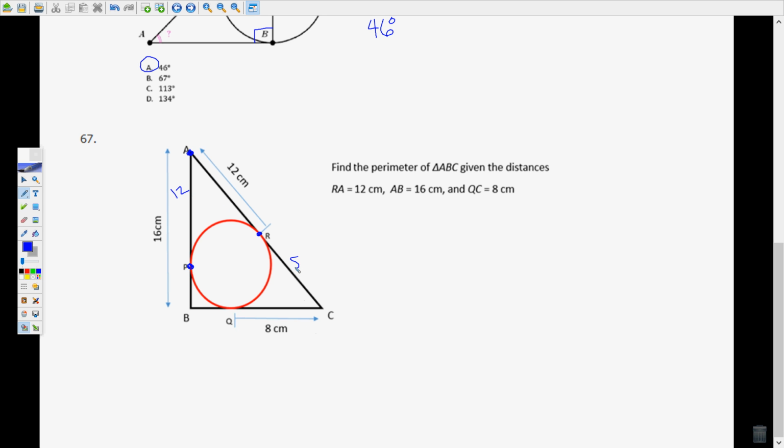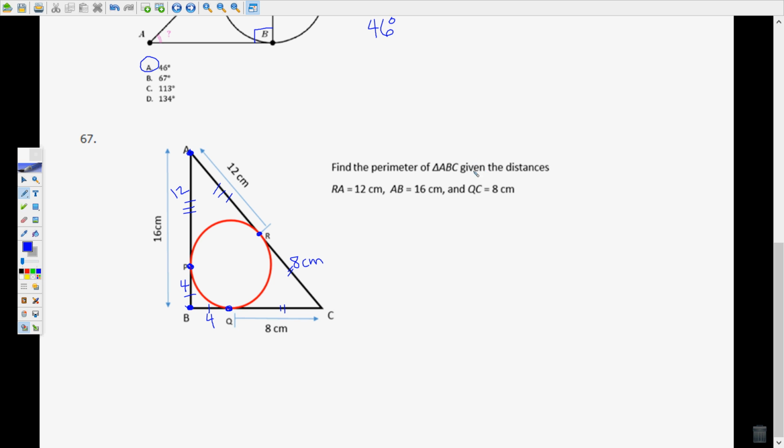That's 8, this is 8. This whole thing is 16. This little piece is 4, because 16 minus 12 is 4. And so this little piece is also 4. So all the way around, from the point outside the circle to the point of tangency, will always be congruent. Here, here, here, and here, and here, and here.